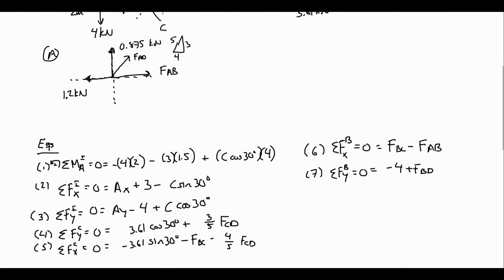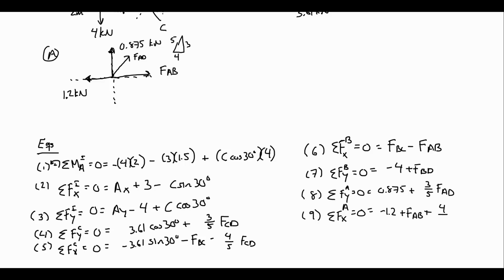So in A, that is what I have left. So I can use that to get 2 more equations. I'm going to look in the y direction first because that's the direction that still has my one remaining unknown. In the y, I will have 0.875 from the reaction, the support, plus 3/5 FAD. And I can get equation 9, but we'll see what happens here. In the x direction in A, I will have negative 1.2 plus FAB plus 4/5 FAD.